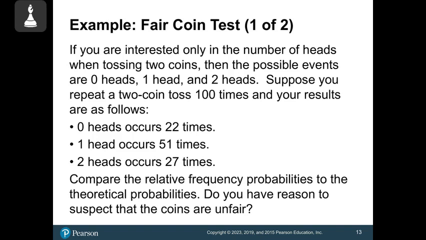We got no heads 22 times. We got 1 head, that means 1 head and 1 tail in any order, 51 times. And then we got 2 heads that happen 27 times. So then we're going to look at on the next slide what these probabilities are for the experiment and how they compare to what should happen with coins.